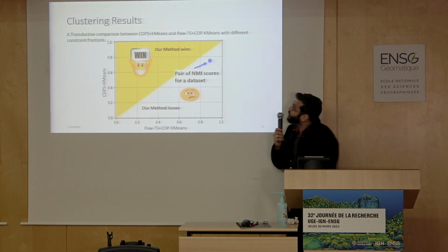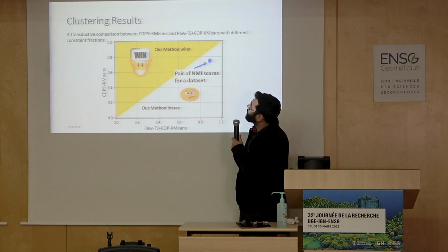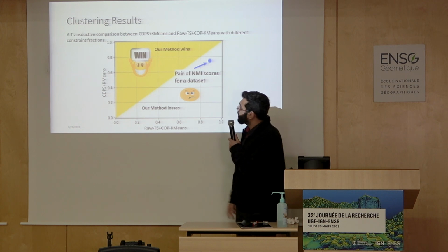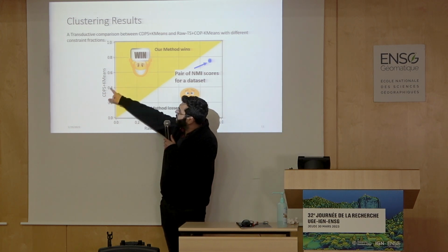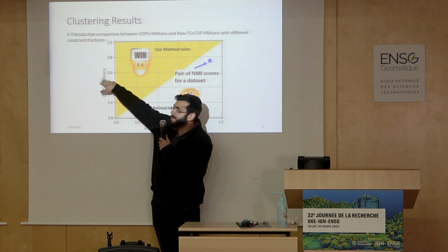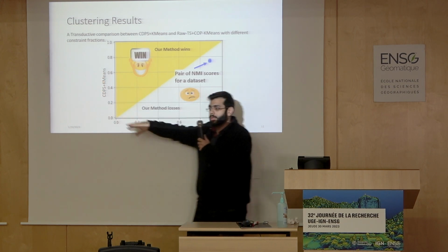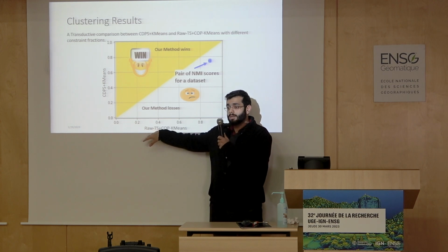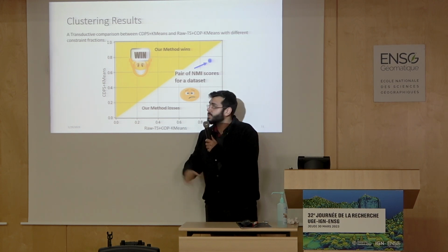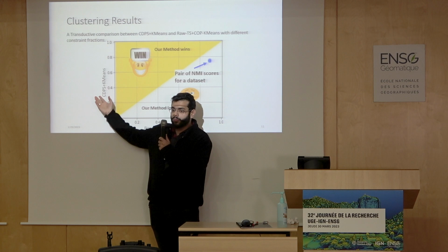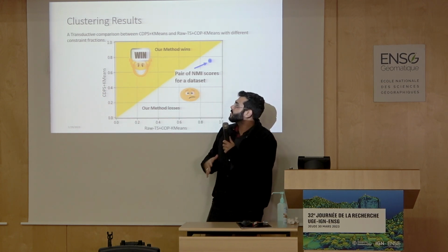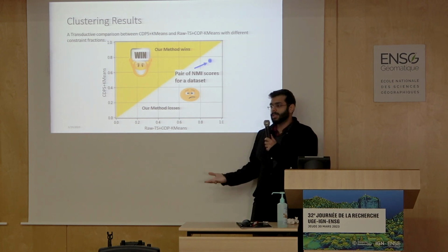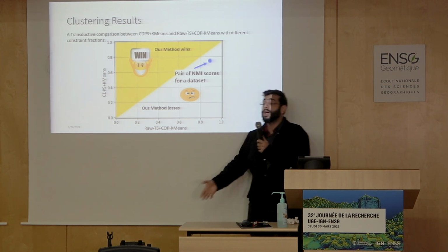So now I'll provide some results we have. Just to understand what we will see: on the x-axis, you will see our representations with the basic k-means clustering. And on the x-axis, you will see the row clustering using COP k-means, which is a constrained version of k-means. Basically, the experts provide their constraints, must-link and cannot-link, and the algorithm has to satisfy all of these constraints.